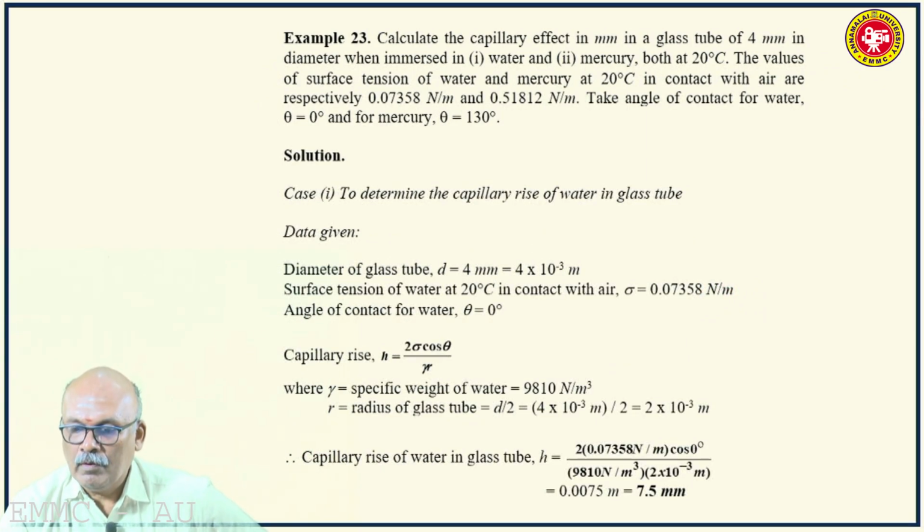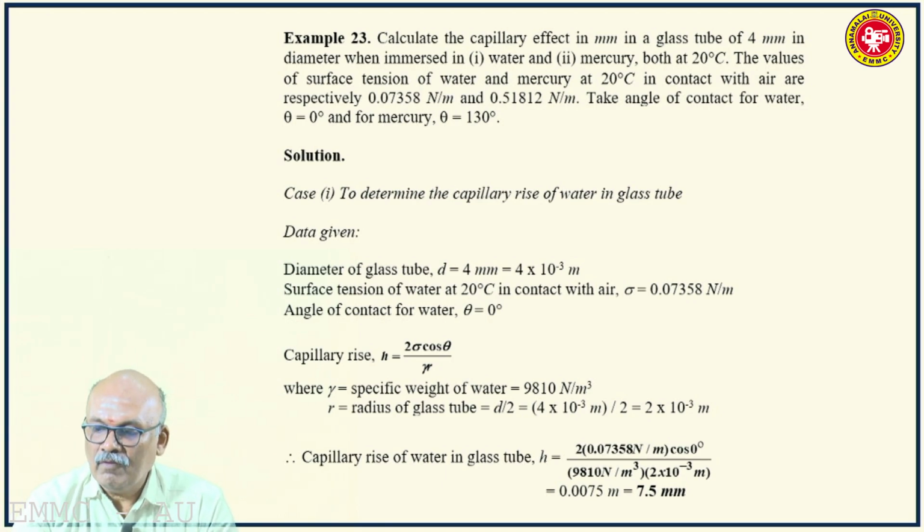Then again, this is a problem on capillary rise and capillary depression. Capillary rise in case of water and capillary depression in case of mercury. You have the glass tube of 4 millimeters. You are asked to calculate the capillary effect when the glass tube is immersed first in water and then in mercury, both liquids at the same temperature, 20 degrees Celsius. Then the values of surface tension of water and mercury at 20 degrees Celsius in contact with the air are respectively given. Angle of contact for water is 0, angle of contact for mercury with glass is 130 degrees.